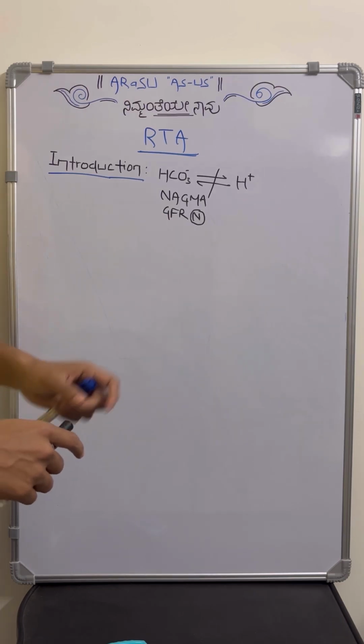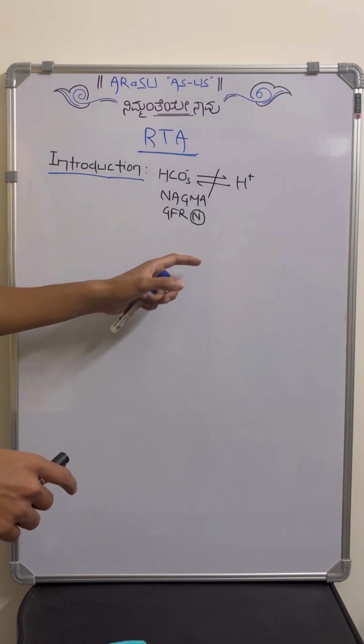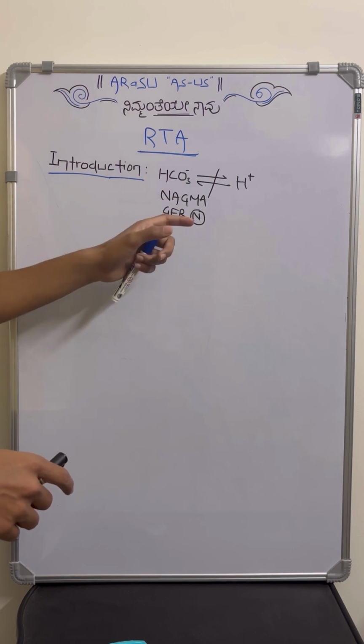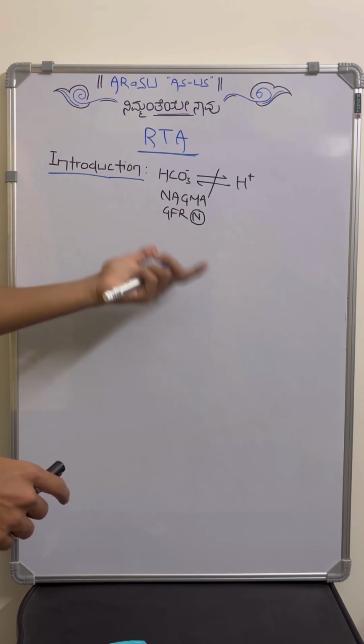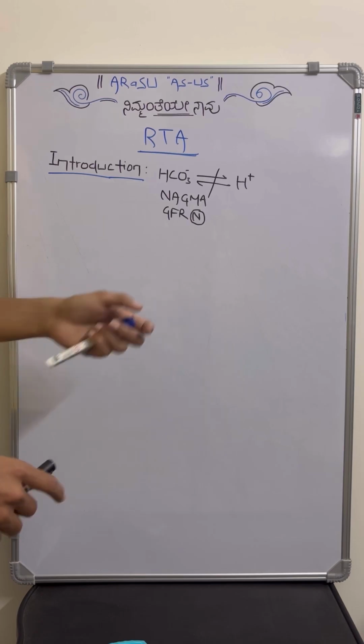Then one more important thing is, in this condition the GFR will be normal, that is, the function of the kidney other than acid handling will be normal. So this is a brief introduction.